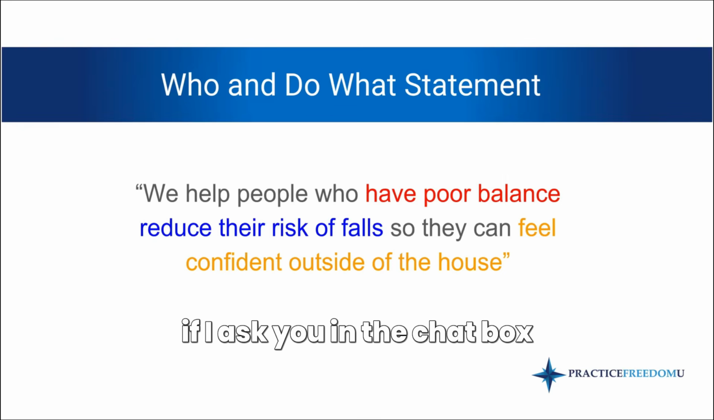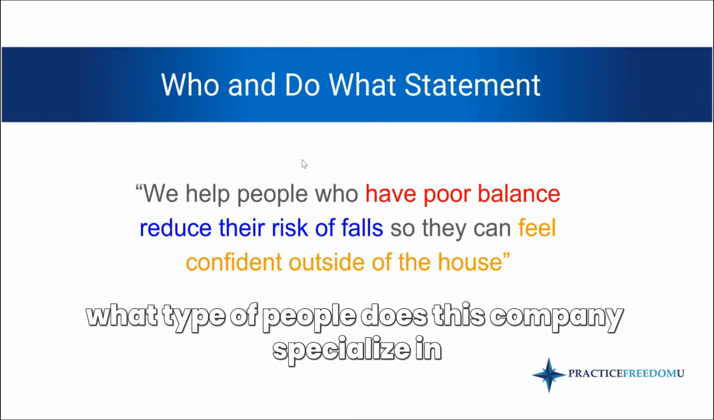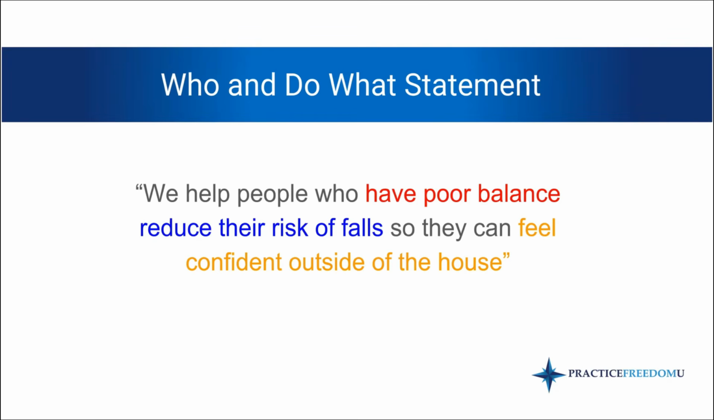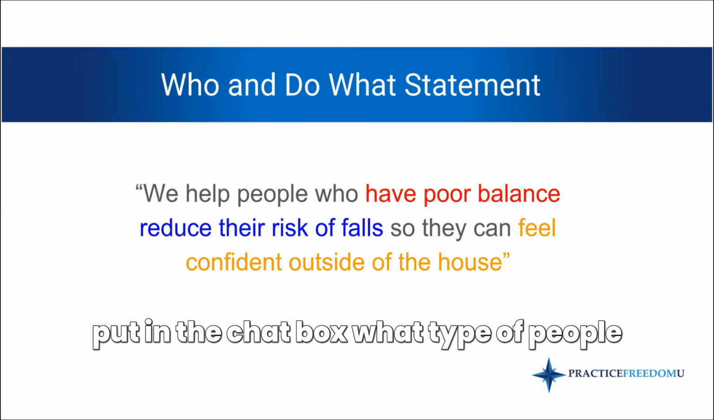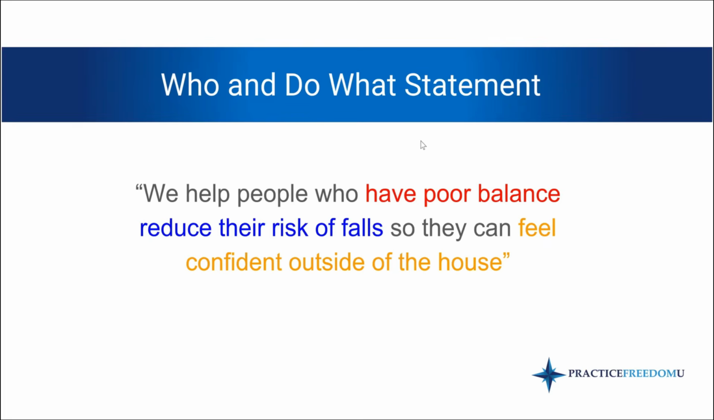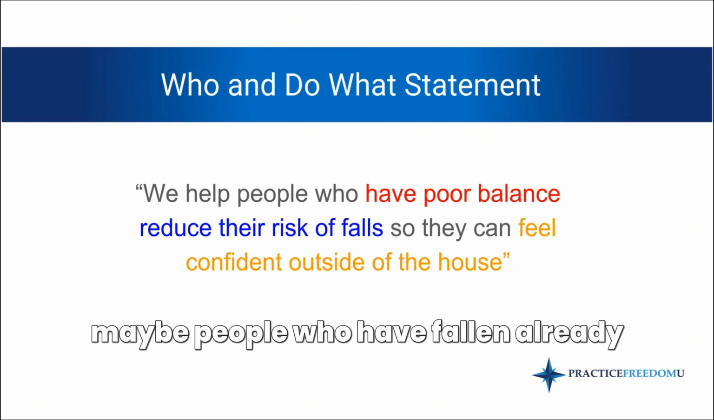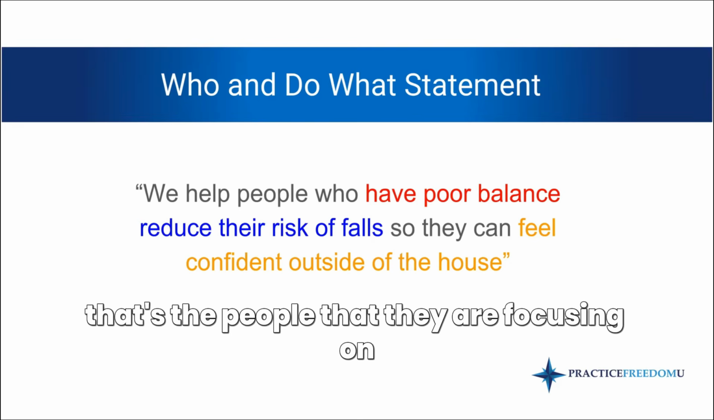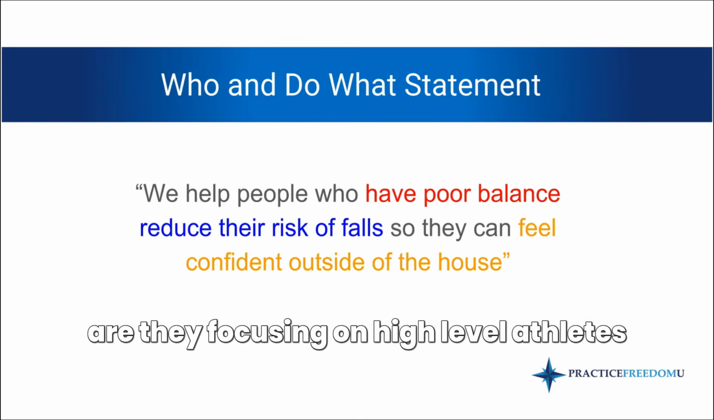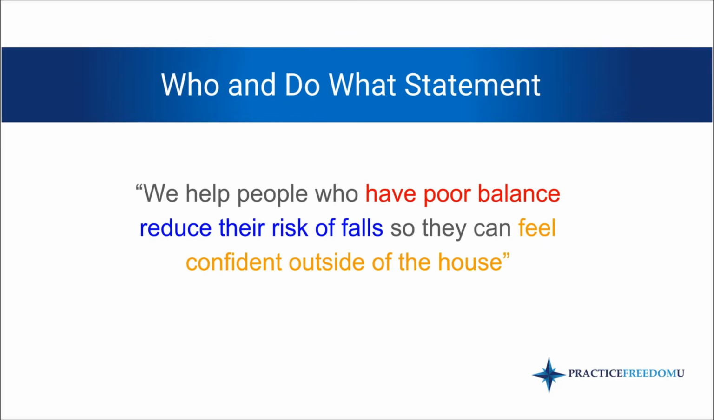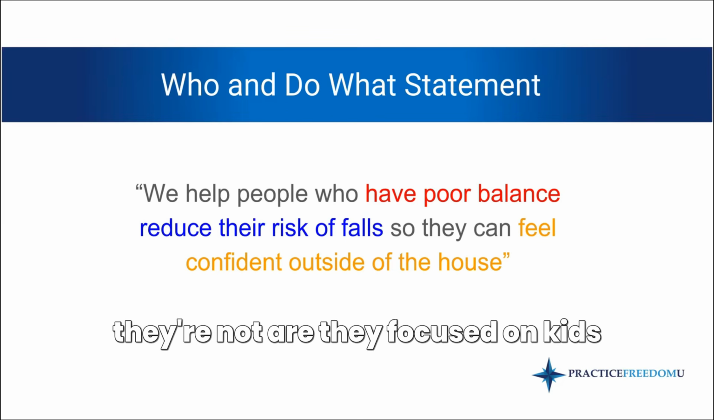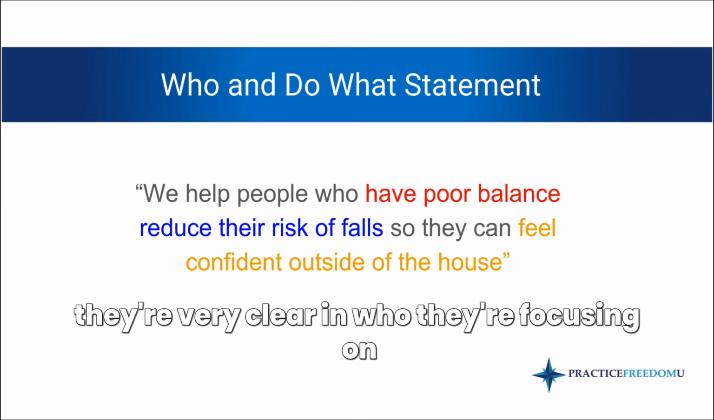If I ask you in the chat box, what type of people does this company specialize in? People with poor balance. Thank you, Melody. People with poor balance. People at risk for falls. Maybe people who have fallen already. That's the people that they are focusing on. Are they focusing on high-level athletes? No, they're not. Are they focused on kids? No. They're very clear in who they're focusing on.